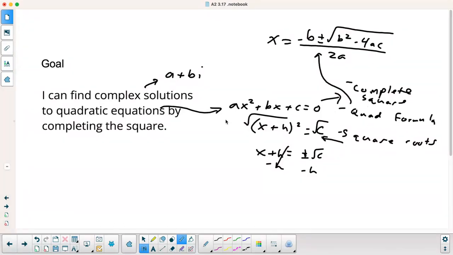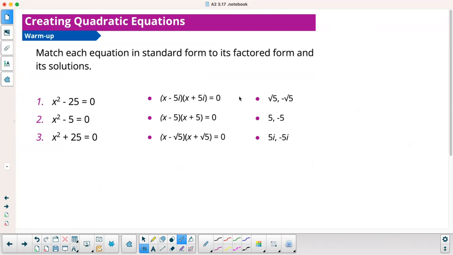Complete the square. You're going to add b over 2 squared to both sides. So I'll come over here, add b over 2 squared to both sides. That's basically your first step. And then you'll factor the left, add the numbers on the right, and then it turns into a square root problem. All right, so match each equation in standard form to its factored form and its solutions.